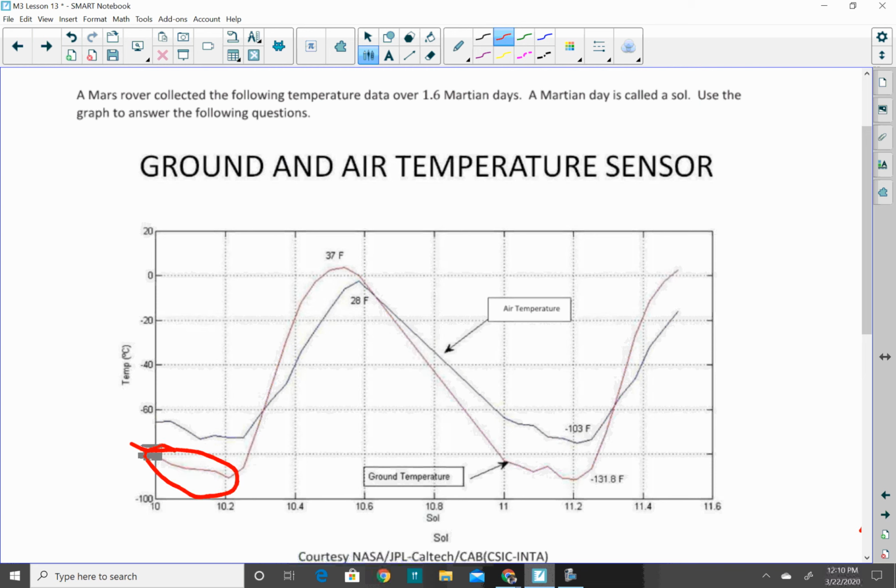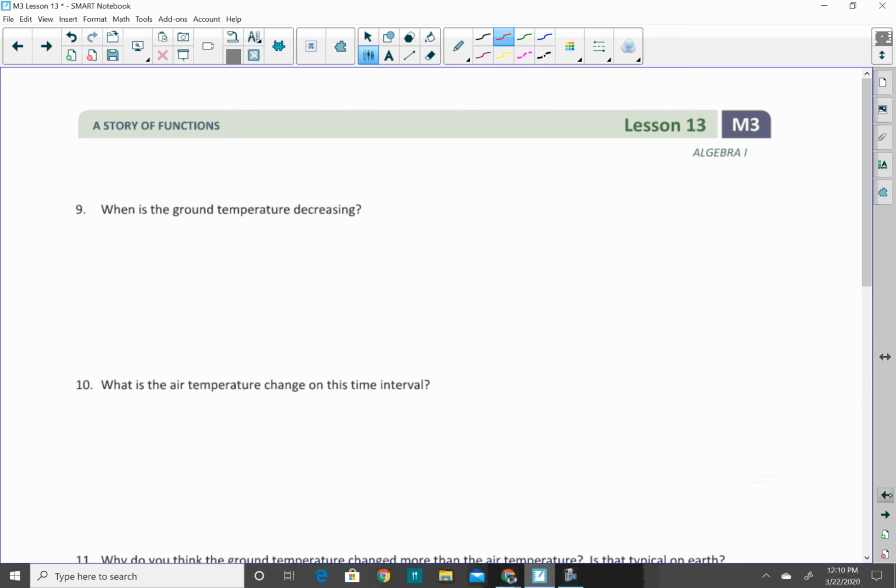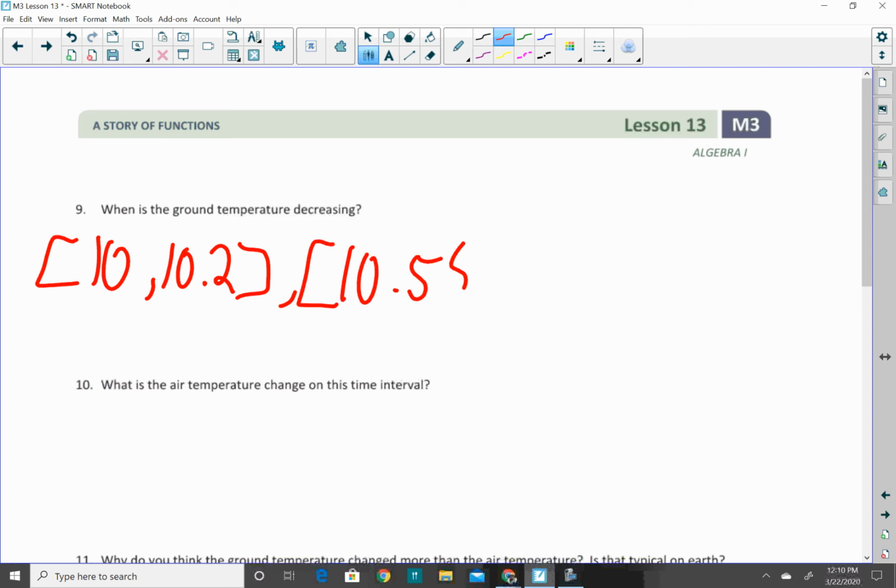Big stretch all the way down to that point. Little stretch here. I think that's it. Those three intervals are at the interval of 10 to 10.2. The ground temperature is going down from 10.55 to 11.1, and the final interval is between 11.14 and 11.2.